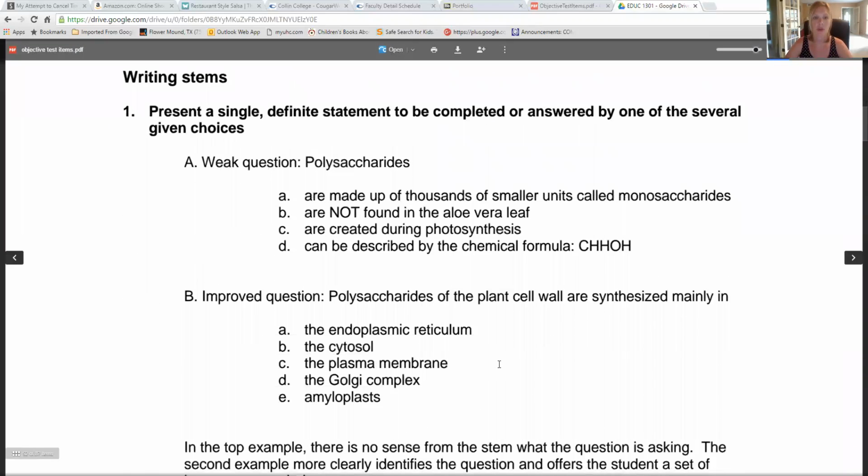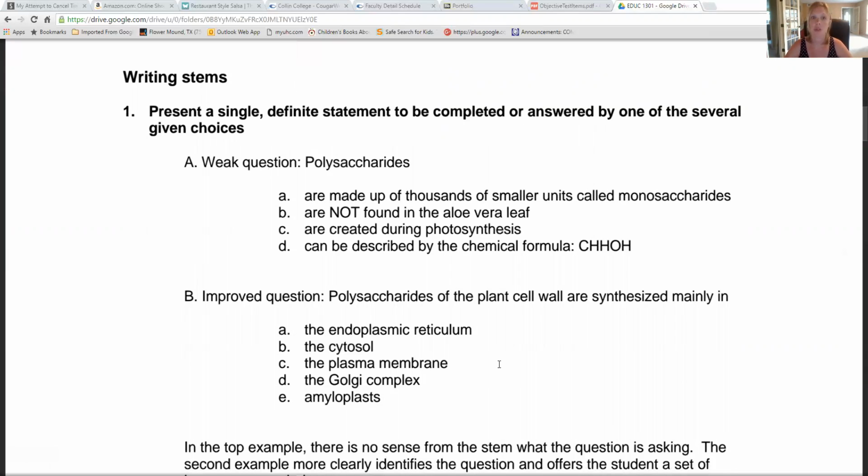So first we're going to cover some of the suggestions for writing your stem. And so here's number one. Number one, you need to provide a single definitive statement. You want to stuff your stem. So if you look at the weak question, all it says is polysaccharides. But in the improved question, there was a lot more information that's provided. So you want to have a balance between stuffing your stem, meaning providing enough information, but not providing so much information that it becomes quite lengthy and difficult to comprehend what's being asked.